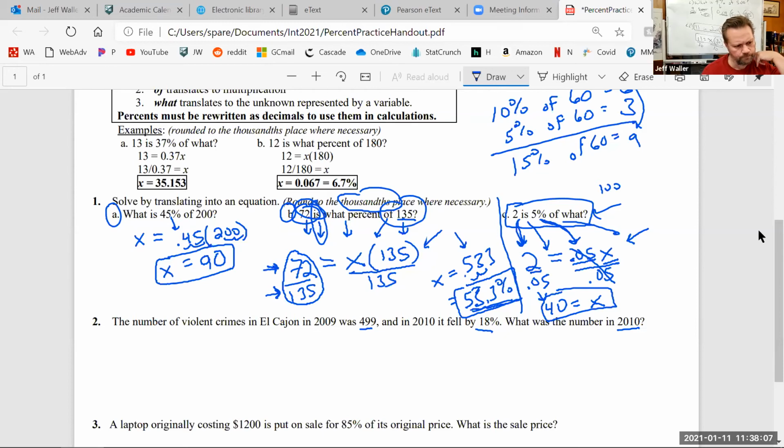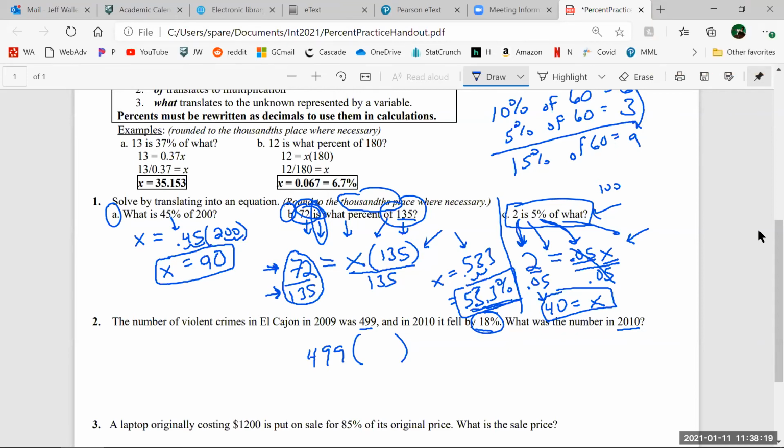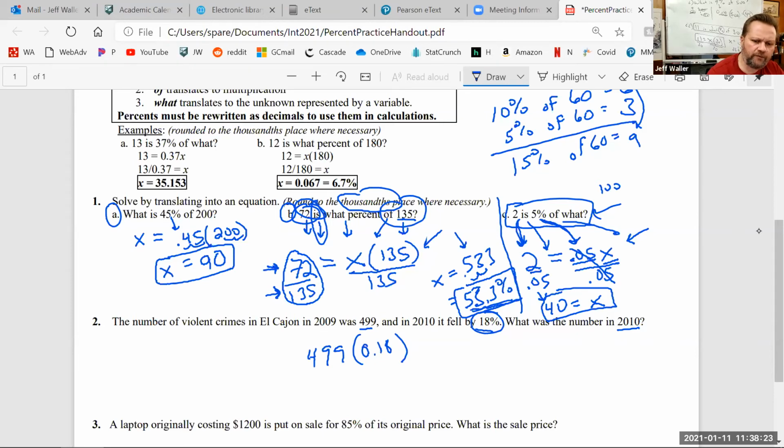Would you multiply 499 times 18%? Good. Multiply 499, not by 18, but by 18%, which is what decimal? 0.18. So it is 18% of 499. But whatever that is, is that the answer? No. So what is 499 times 0.18?